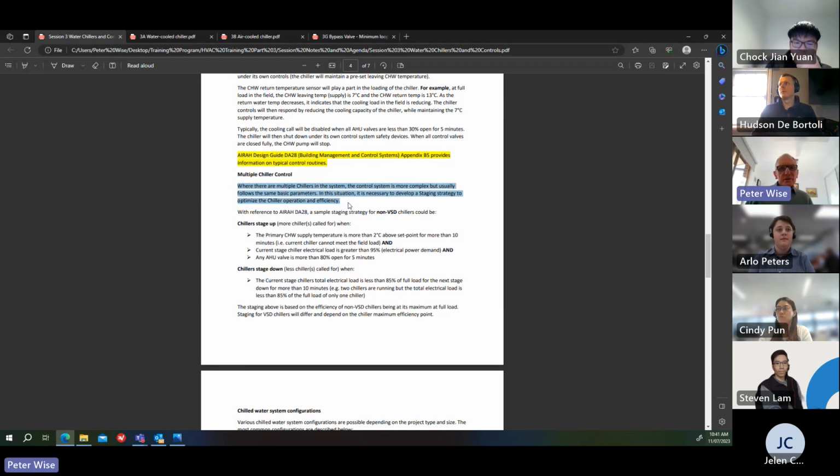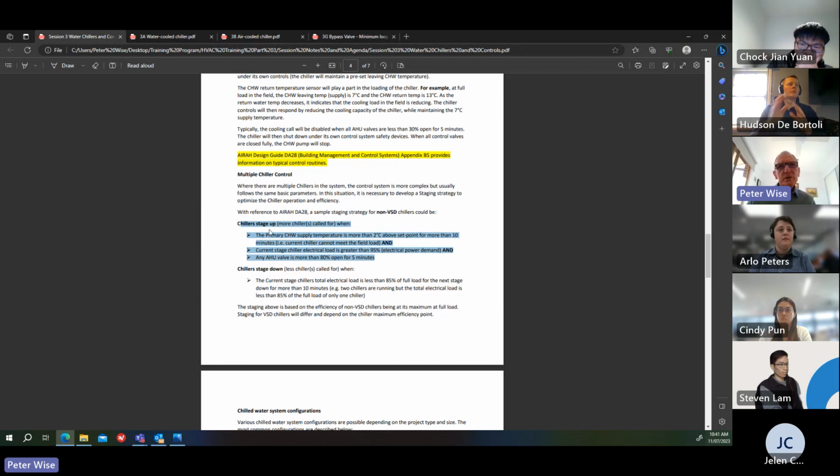So you'll stage the chillers so that initially when your load is less than the load of one chiller, obviously you only need one chiller. If it increases past that, you need another chiller, and so on. So chillers stage up. That's a terminology that's used.